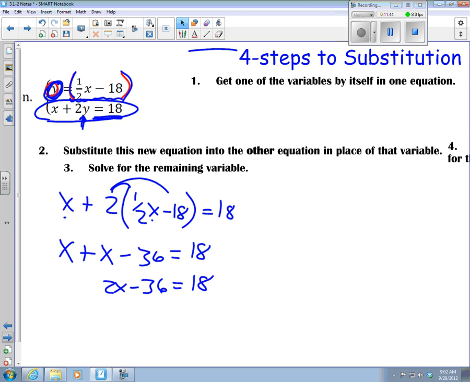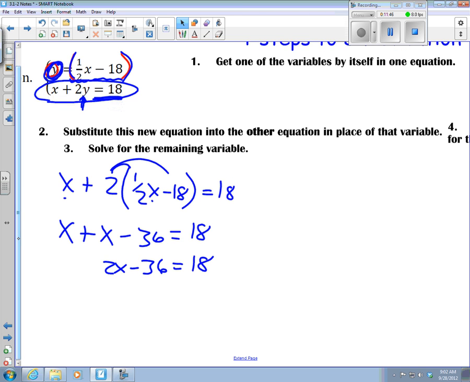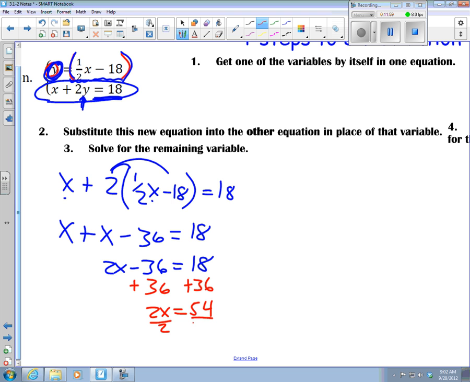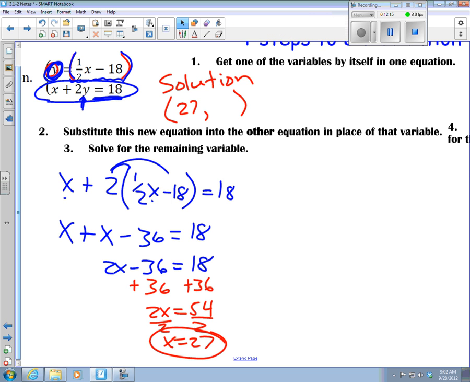And now we've got to get into work a little bit here. Subtracting 36, actually adding 36 to both sides. I'm going to get 2x equals 54. And finally, just dividing by 2, x equals 27. So right here, I'm going to write solution. I know my x value is 27. How do we find the y value?